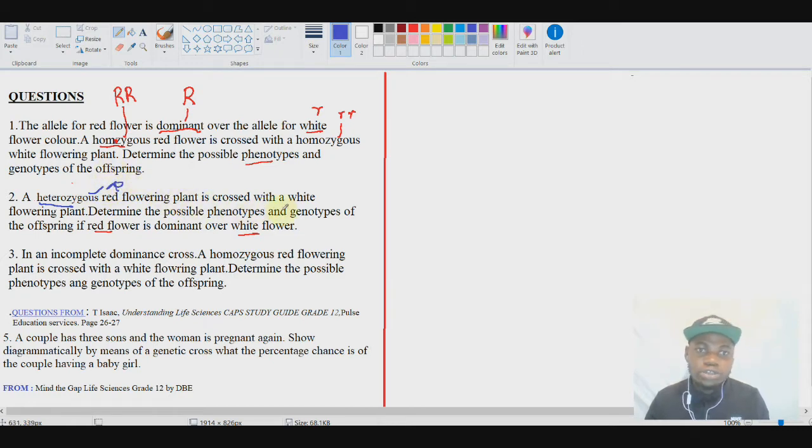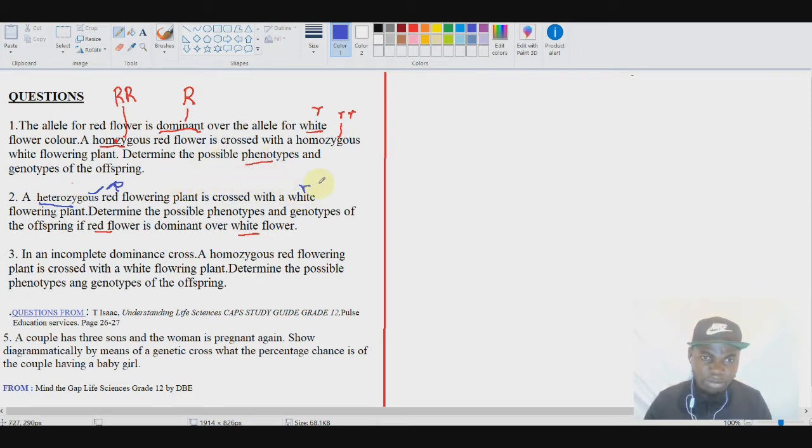And then it is crossed with a white flower. In this case, the white flower is what? A recessive, because in the question they said the red flower is dominant over the white flower. If we are talking of a dominant thing, that means that thing is our boss. Remember, when I'm talking about the word boss in this video, I'm referring to a dominant one. So now the white one is recessive. Remember, recessive is represented by what? By a lowercase letter. So I write that as a small letter r.